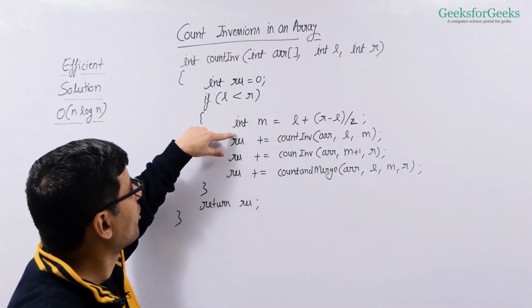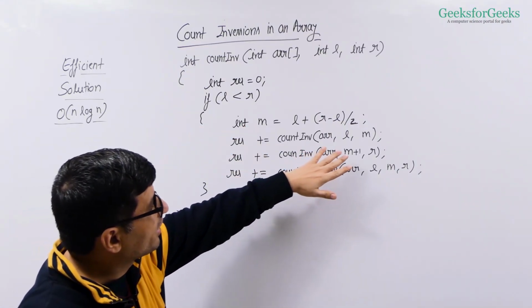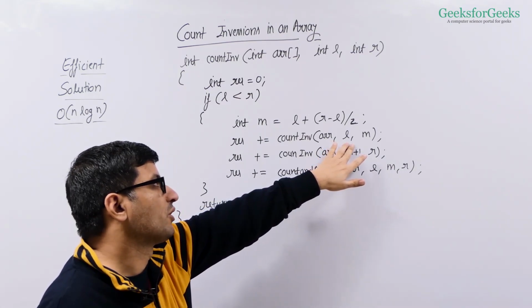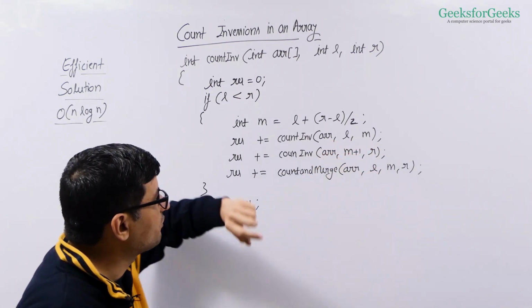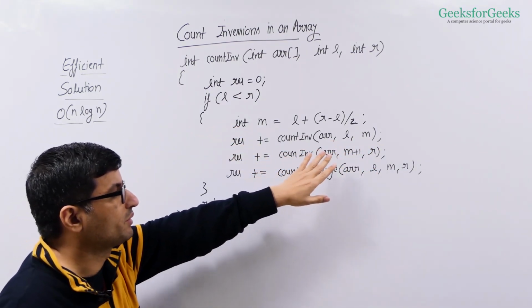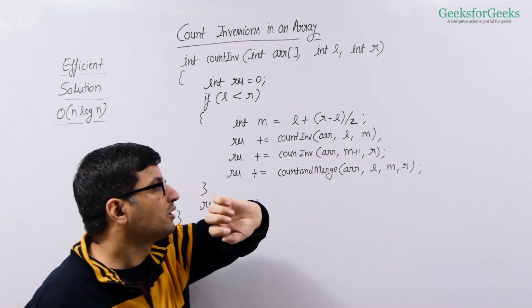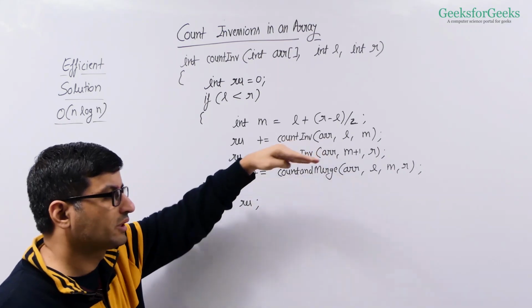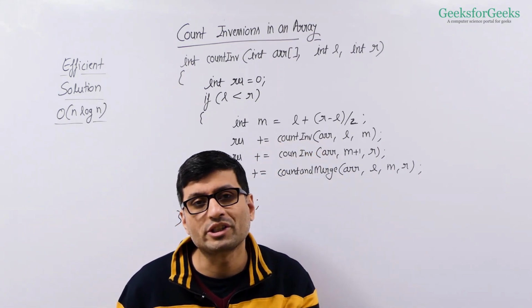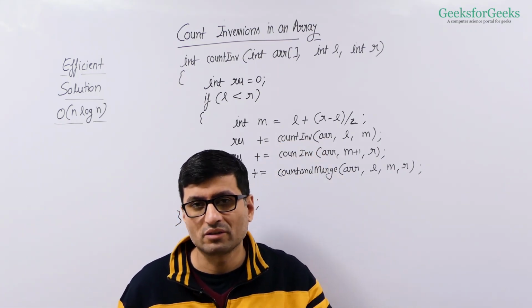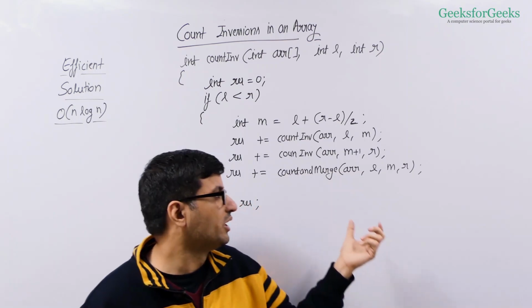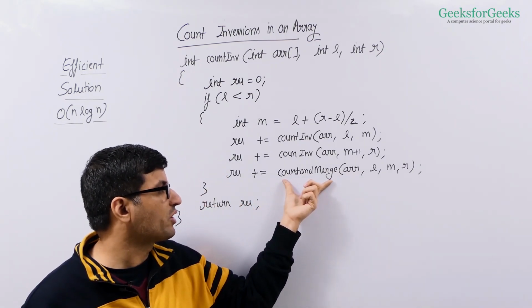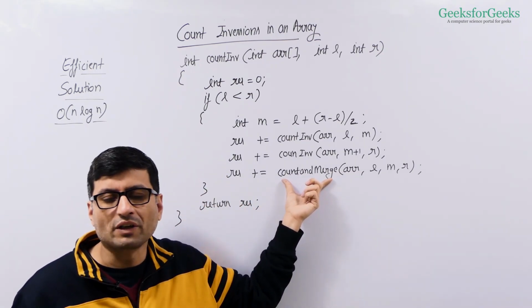We compute the midpoint. We recursively call count inversion for the left half from L to M. Then we recursively call count inversion from M plus 1 to R. These two functions not only count inversions, they also sort the left and right halves. And we'll soon discuss what is the advantage of sorting while you are counting inversions. We'll discuss this when we discuss this count and merge function in detail. That's a key function here.